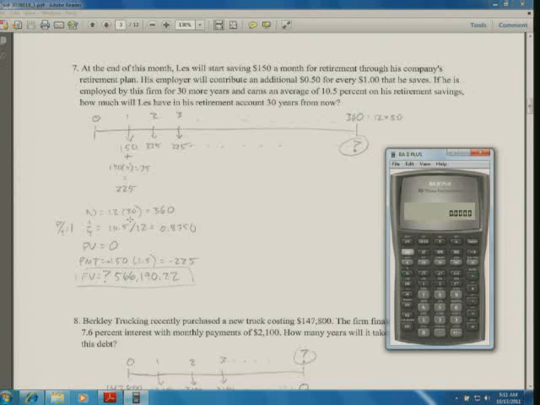Okay, if the problem gives us information in months, we're going to enter it in months. If the problem's in years, we're going to enter the number of years. For this one, we're making monthly payments, so we have to enter in the number of months. Okay, so N equals 12 times 30, which is 360. So 360 in N.